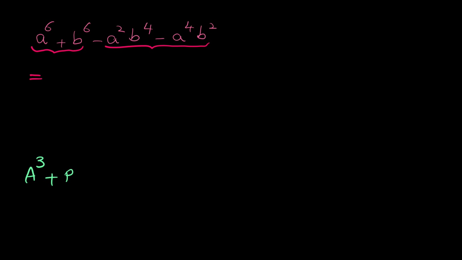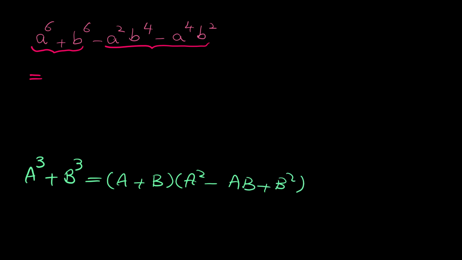The identity is this identity: a³ plus b³, the sum of cubes identity. a³ plus b³ can be factored as a plus b times a² minus ab plus b². I know maybe some of you are not familiar with this identity, but it's good to know this formula for more advanced math courses. a³ plus b³ can be factored in this way.